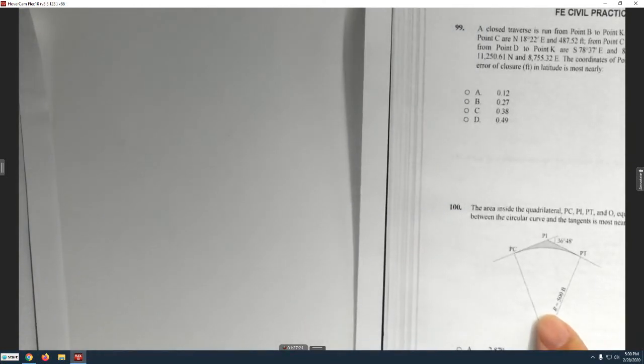This one, area inside the quadrilateral, and so on, this is more of a geometric problem. The shaded area is the total area minus this sector here. So the total area is T times R, right? And then minus this sector, which is pi r squared times I over 360. It's a geometry problem. So I think that's it.